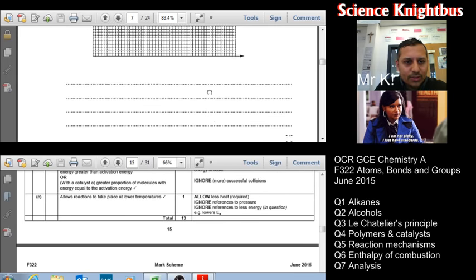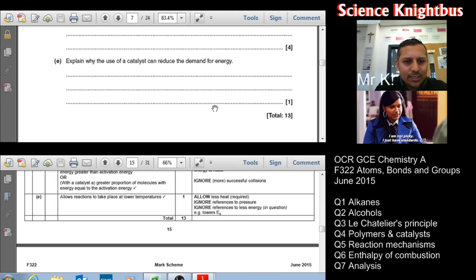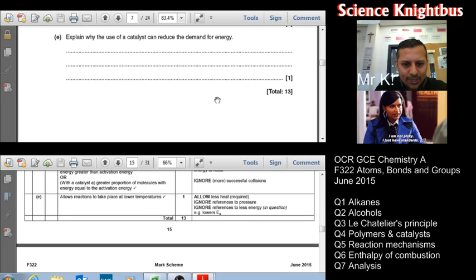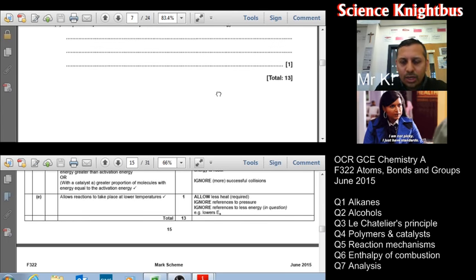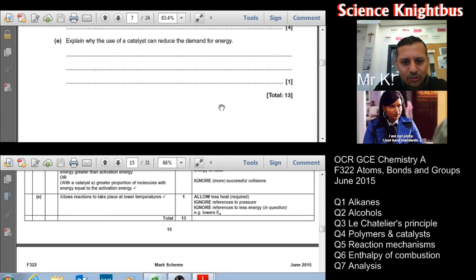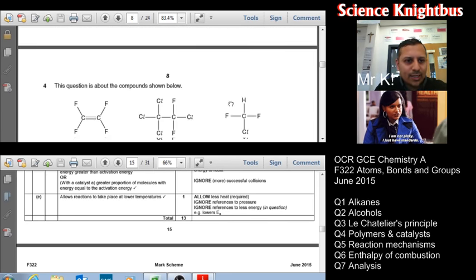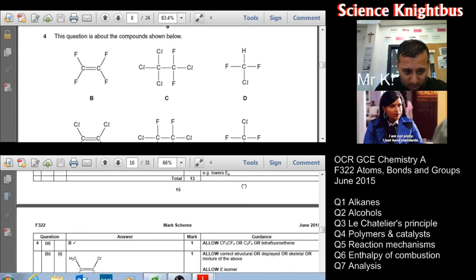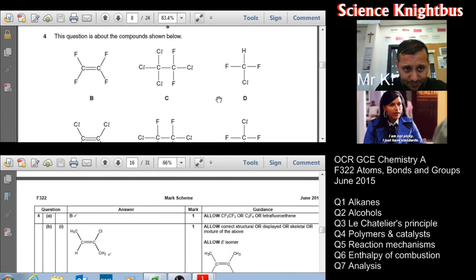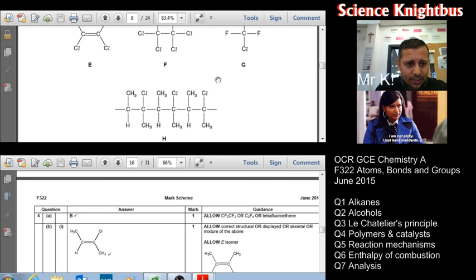What does a catalyst do? It allows the reaction to take place at a lower temperature. If you are really stuck on words with that, just make sure that you say less heat. You will get the mark. Quite a nice question that was. Okay, we're going to move on.